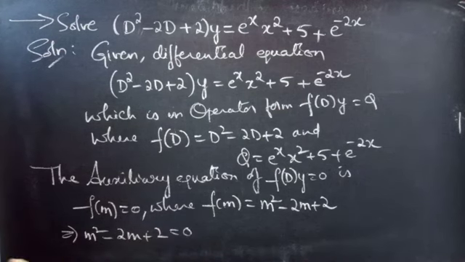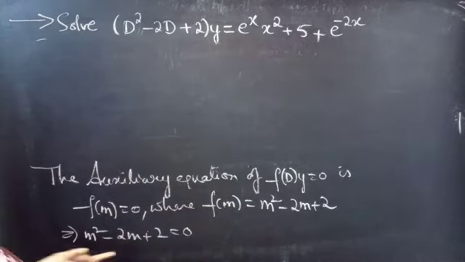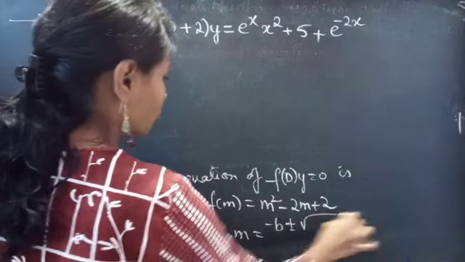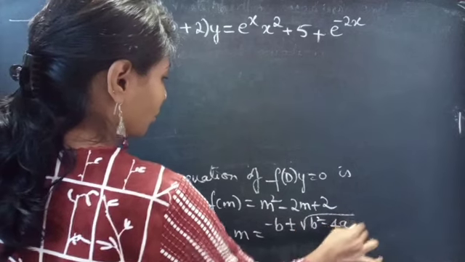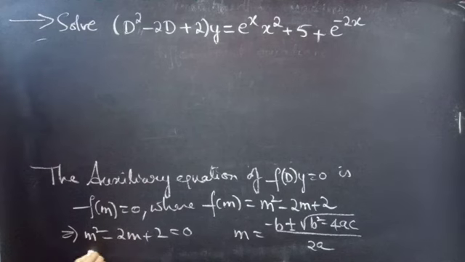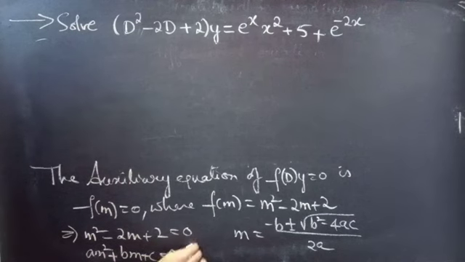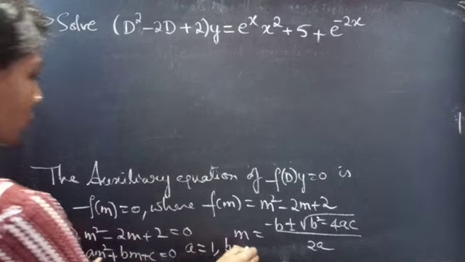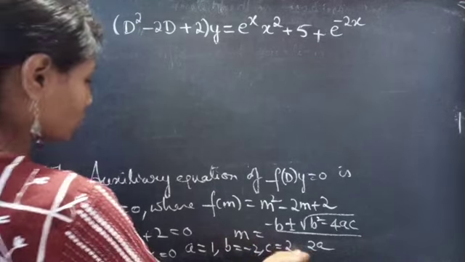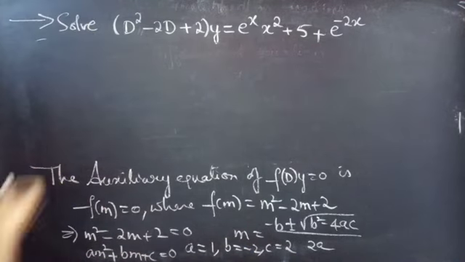Now we need to find the roots of this equation. We'll find the roots of this equation using the quadratic formula: m = (−b ± √(b² − 4ac)) / 2a. Just compare this equation with the quadratic equation in m, am² + bm + c = 0. So that we'll get a = coefficient of m², which is 1, and b = coefficient of m. Equating the coefficient of m, we'll get b = −2 and c = 2. Right?